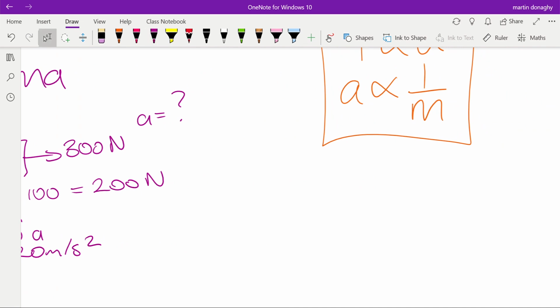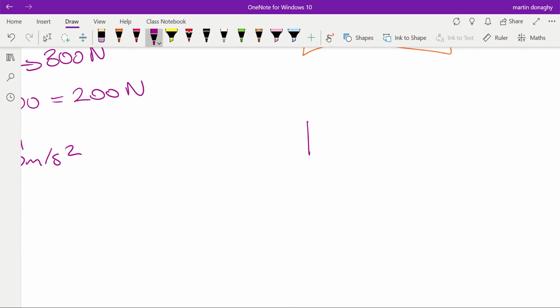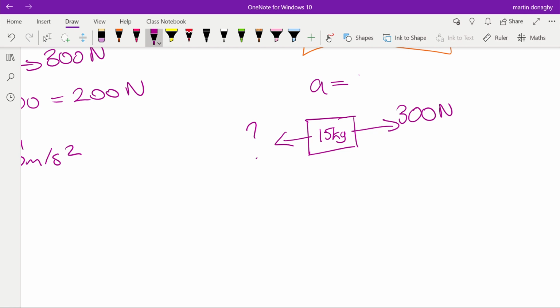More difficultly, what they could ask is they could give you an object and say, okay, the forwards force is, let's say, 300 newtons. The backwards force is something we don't know. And this has a mass of 15 kilograms, and we're told the acceleration is equal to 10 meters per second squared in that direction. And we want to find out what that backwards force is, what the frictional force is.